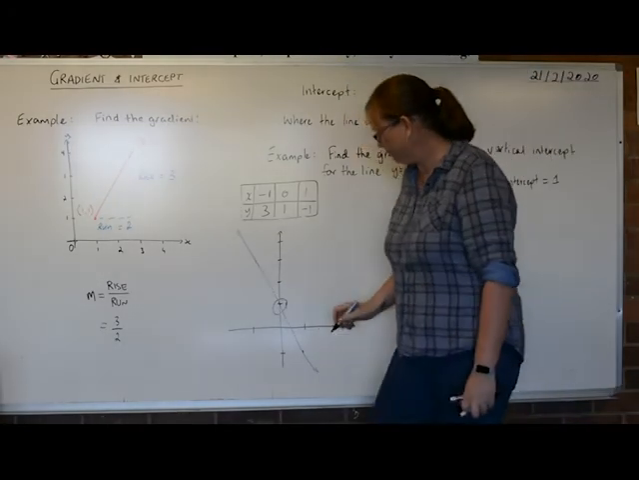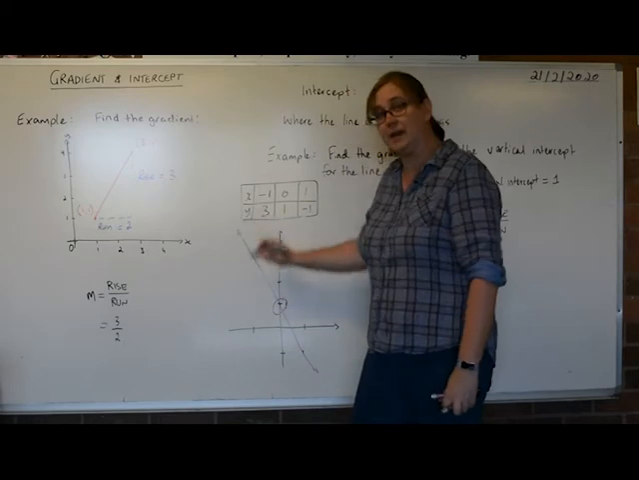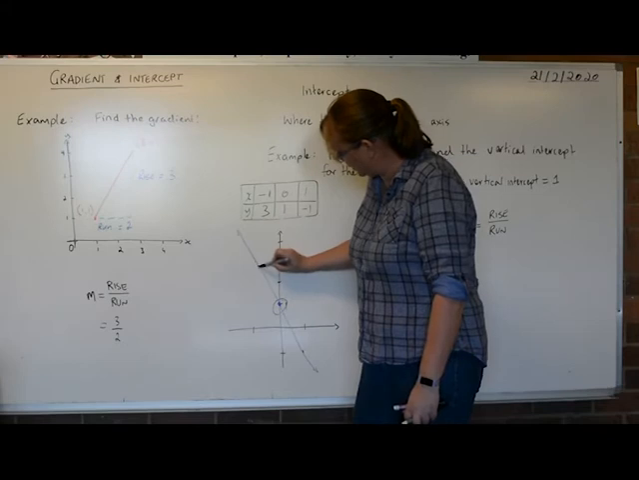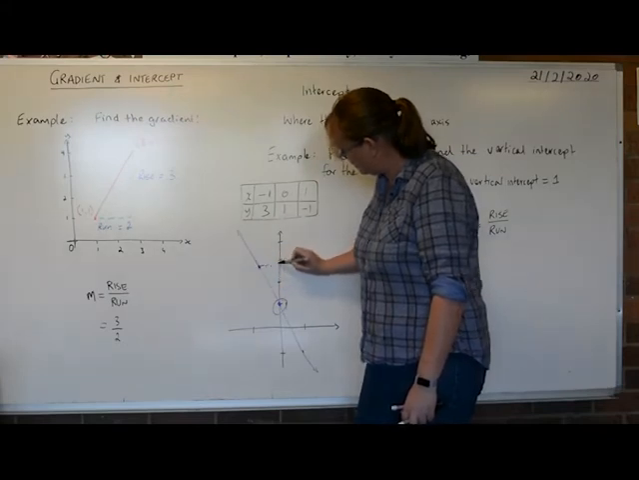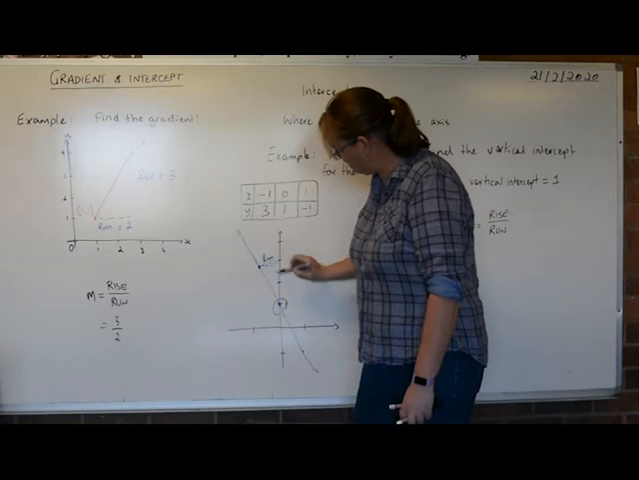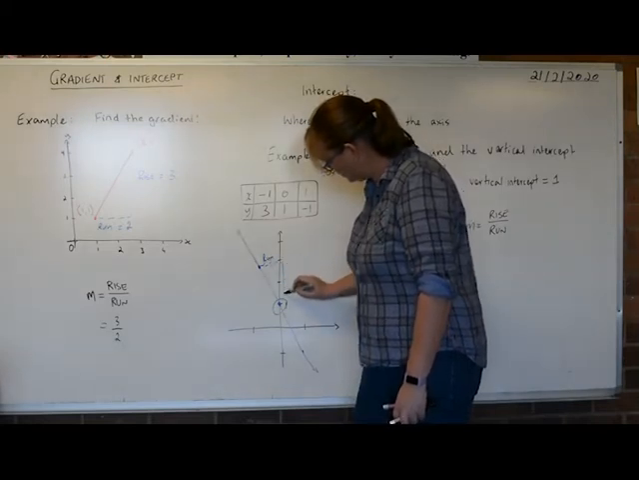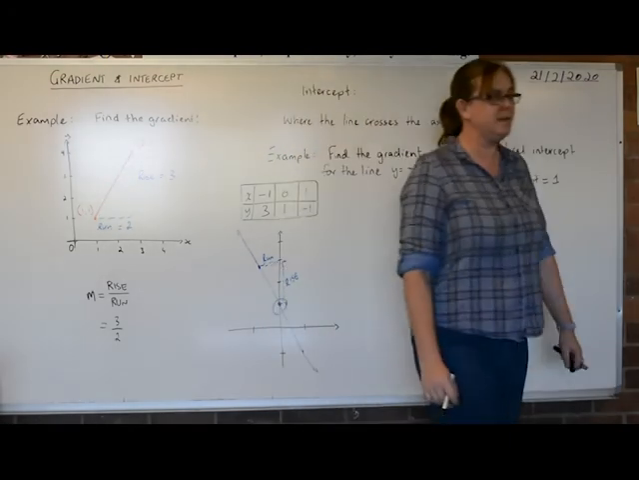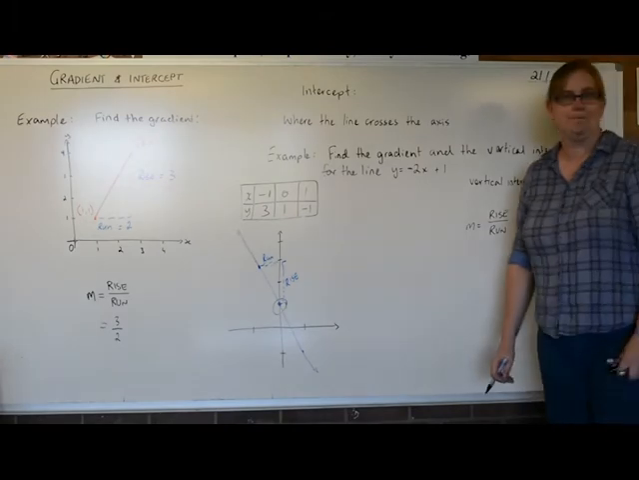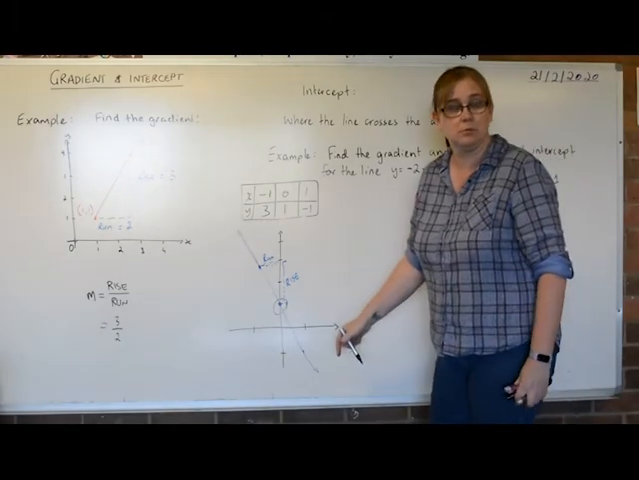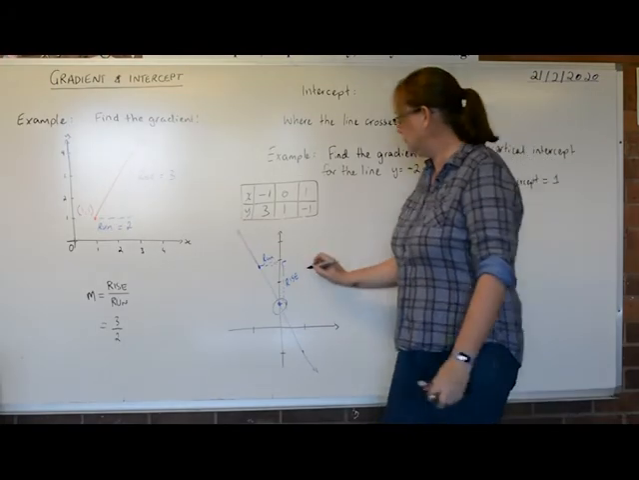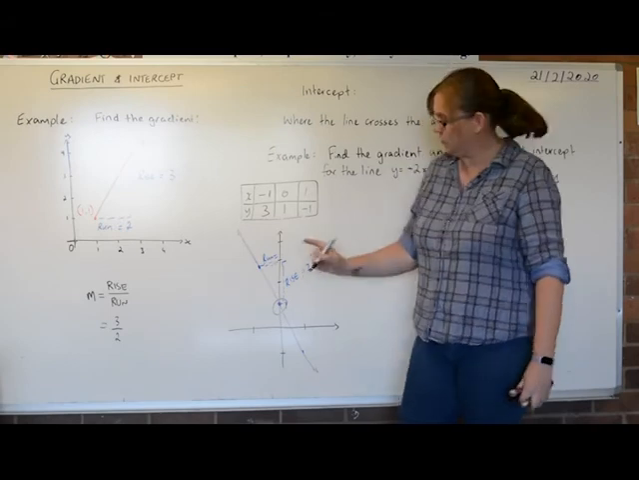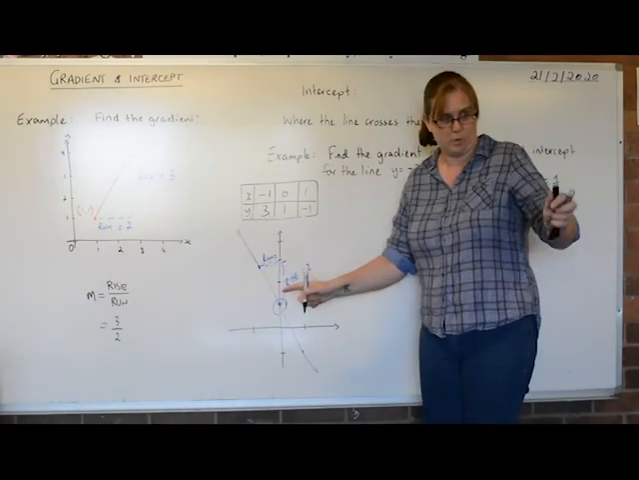I'm going to go with 0, 1, and then I'm going to go here. Well, it's got to be on the line. Alright, so there's my run. And there's my rise. What does my rise equal? 2. What does the run equal? How far across has it gone? 1.